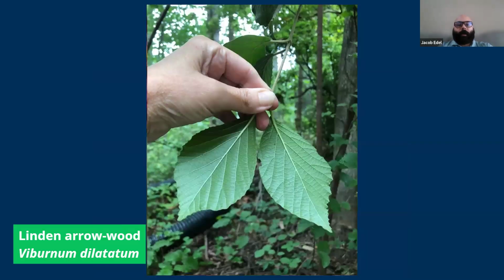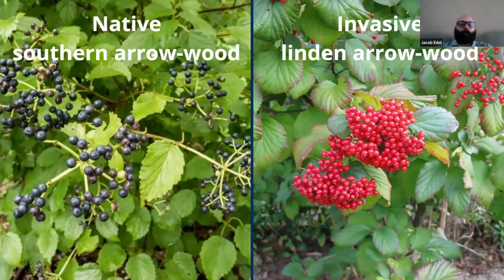Great way to check it when you can't see the berries or perhaps they're too high, for soft confirmation, is these raised veins at the bottom of the leaf. However, the best confirmation is still those fruit. And back to those fruit we see here, there is a native look-alike with the southern arrowwood. It has very dark bluish purple berries and very scattered little clusters versus the linden arrowwood's very dense, tightly packed red fruit, pictured on the right.